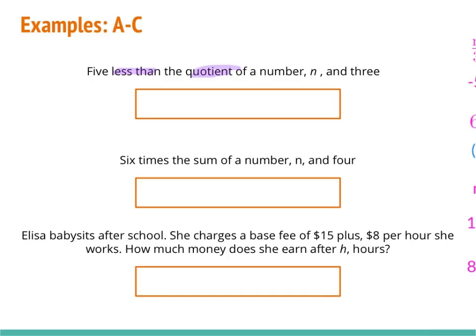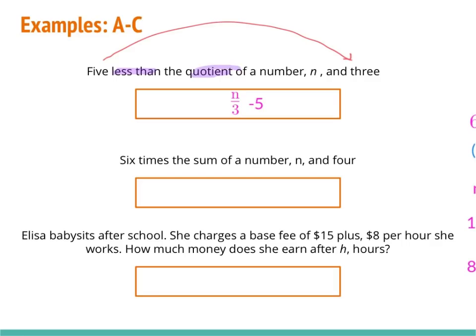Since I see the less than, that's one of those important phrases that lets me know the 5 is going to the end of whatever else I'm doing. So I'm going to have that minus 5, and that's going to be at the end of my expression. Now I'm going to be dividing, and it says the quotient of a number and 3. And since I see the number n, that comes first, and 3 comes second, I know that my numerator is going to be n, and my denominator is going to be 3, since I saw the n first.